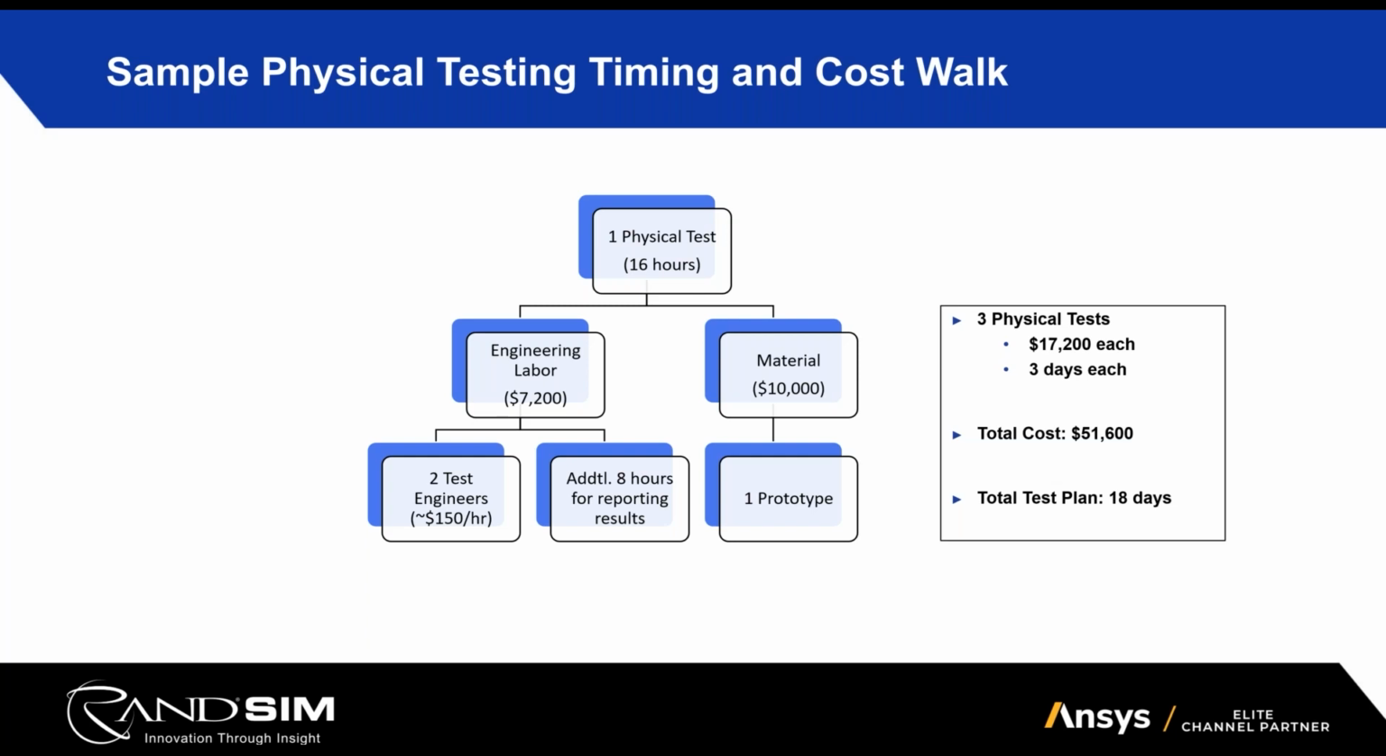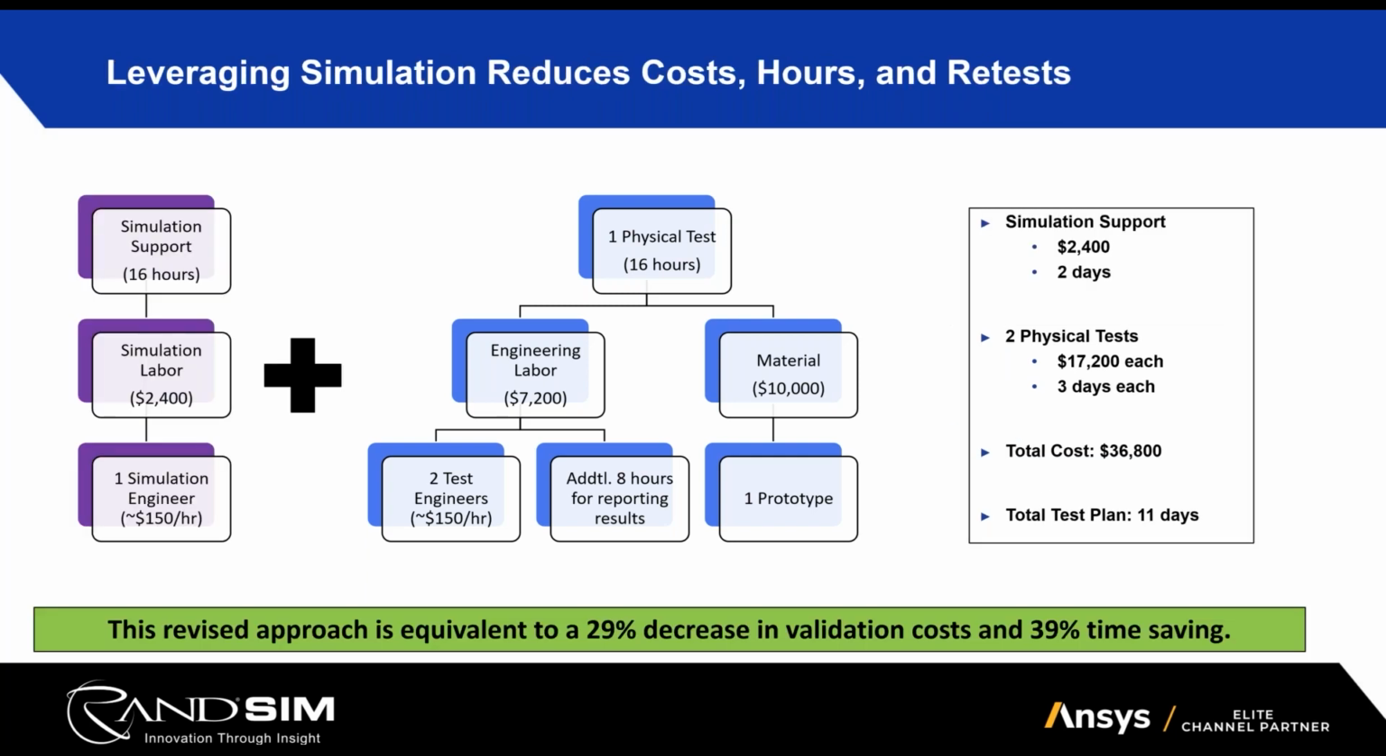So in this model here, in this example, we've got 3 physical tests. All the math shakes out to about $17,200 each. And then we've got our total cost for 3 of those tests, $51,600. So note that this also includes the material costs, the labor, and then at the very end, this test plan, as we see it, is taking 18 days to walk through. So now if we take a look and go, okay, I want to add this pipeline of work of simulation support now.